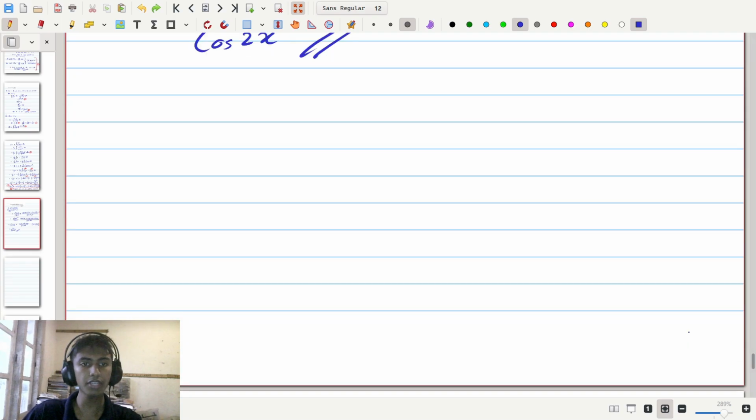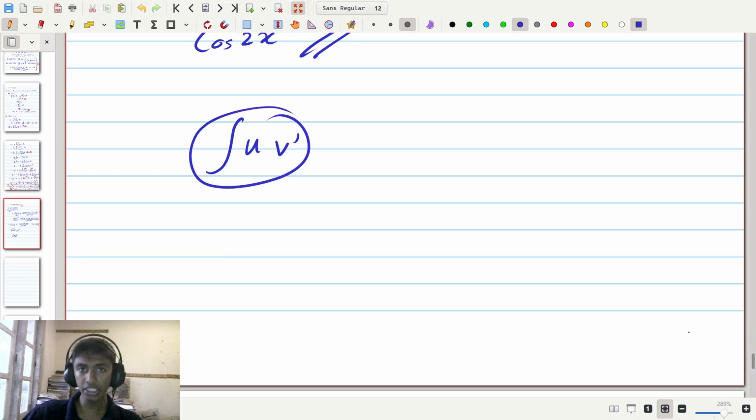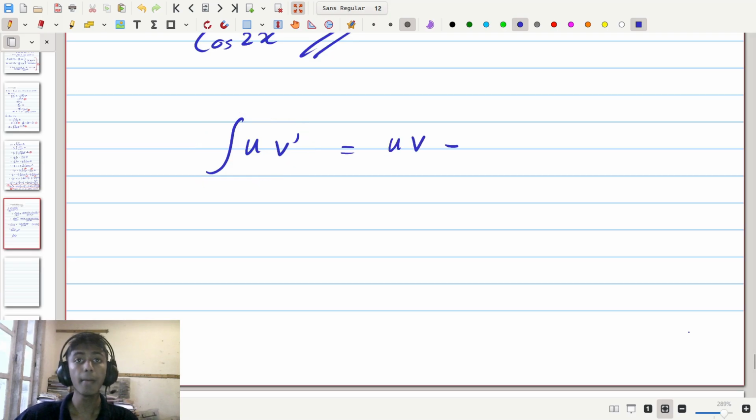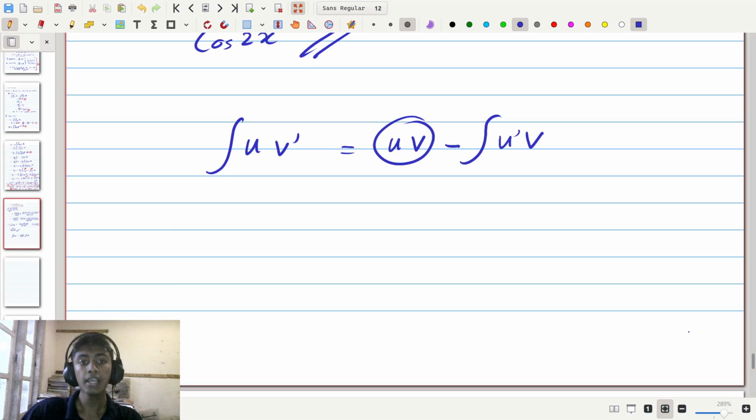Integration by parts says that if you have the integral of u times v prime, where u is some function and v prime is the derivative of some function v, then the integral of u times v prime is going to be equal to u times v minus the integral of u prime times v, where v is the integral of v prime, or v is the original function whose derivative is v prime, and u prime is the derivative of the function u. Now here we can see this is actually coming from the fact that if you take the derivative of uv, it's going to become u times v prime plus v times u prime.